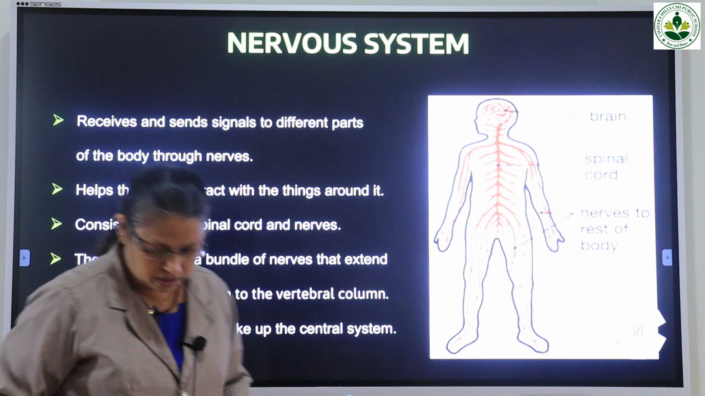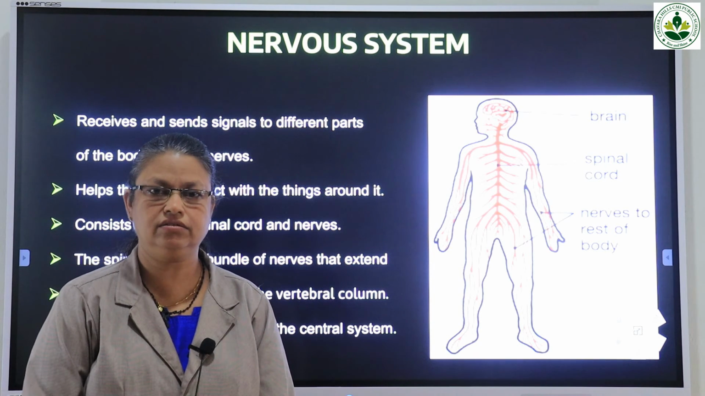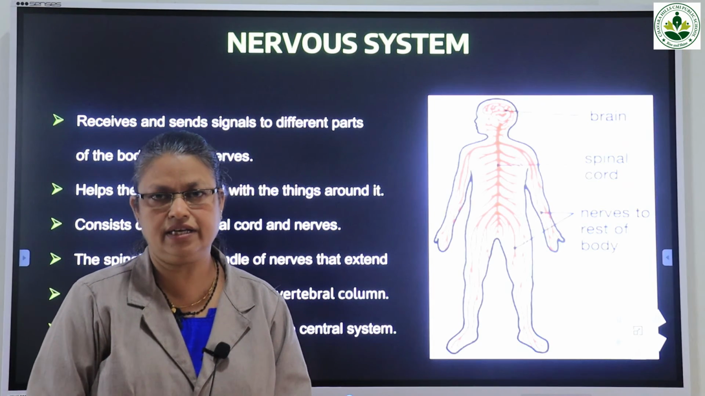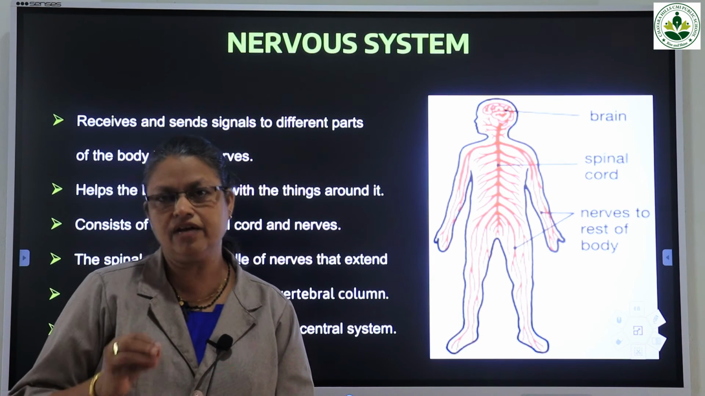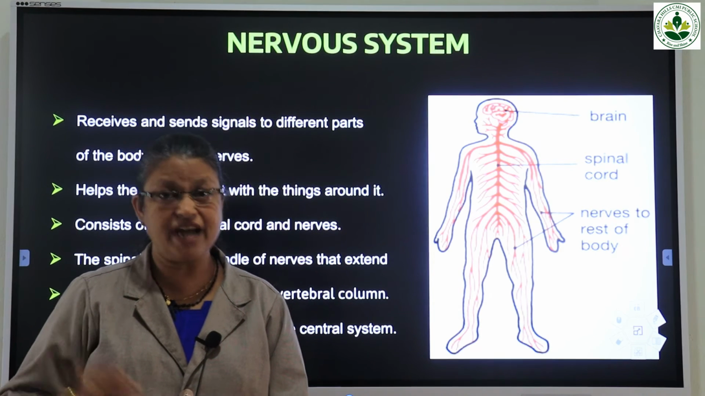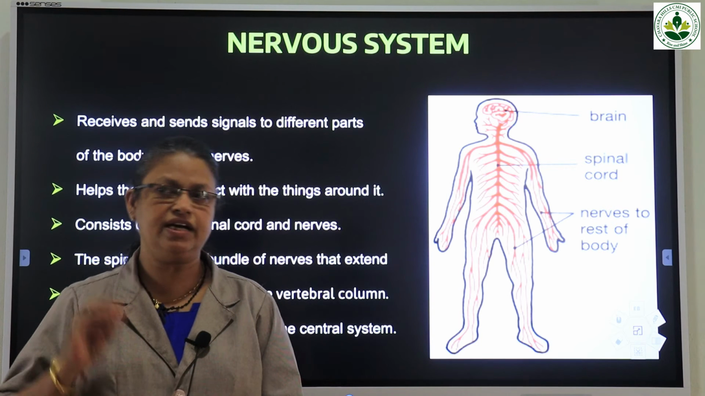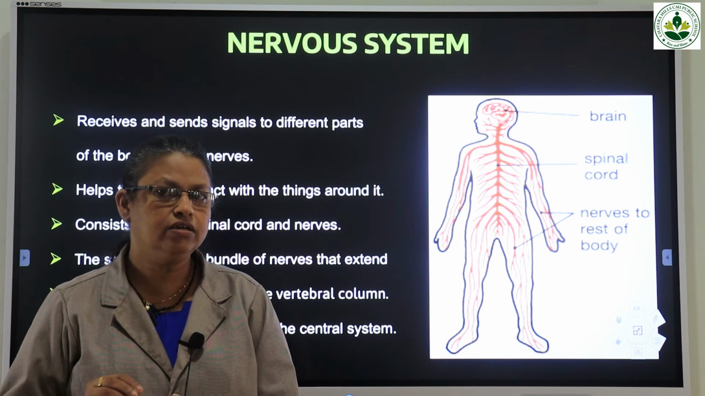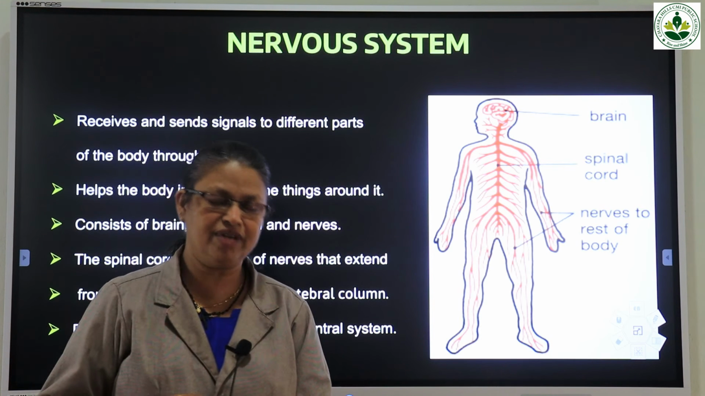Nervous system. So last year we studied about the brain and the different parts of the brain, isn't it? Do you remember that? Okay. So here the nervous system consists of brain, spinal cord and nerves. Last year we studied about brain and spinal cord, isn't it? Do you remember that? I think all of you are remembering.